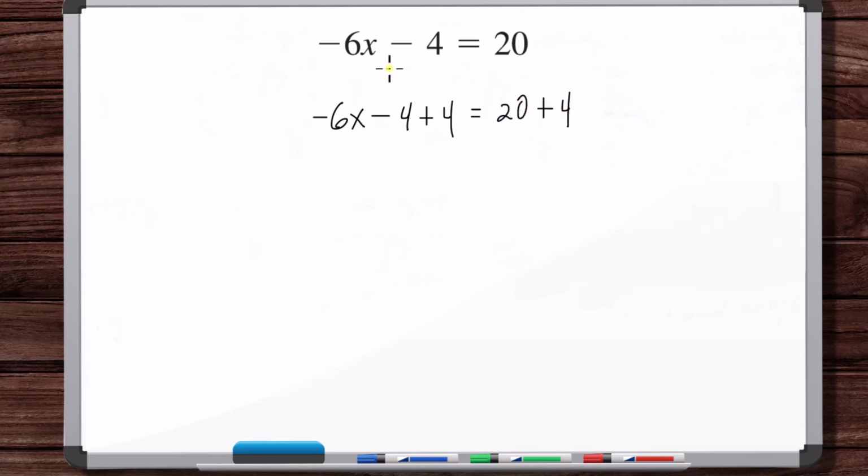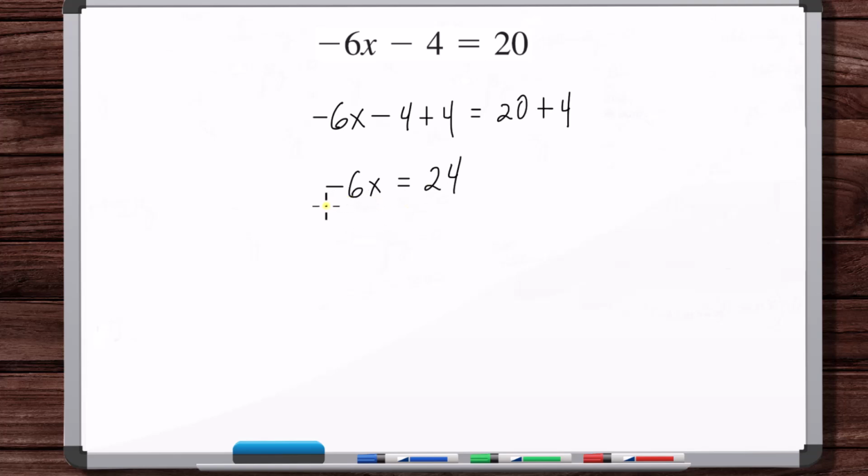So we haven't changed the equation. It's an equivalent equation. The solutions are the same. But it looks more complicated, so why did we do this? Well, because minus 4 plus 4 is 0. So now we've isolated the variable term on one side, and then 20 plus 4 is 24. Now we have a simpler equation than what we started with. These two equations are equivalent, so the solutions are the same, but now we're closer to figuring out what the solution is.